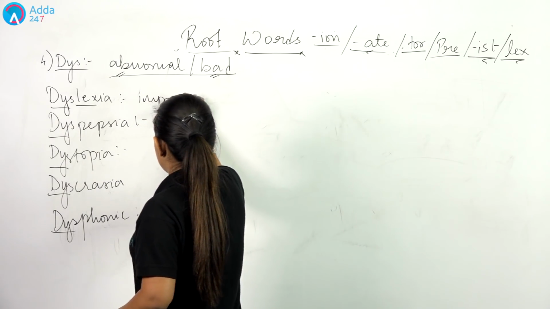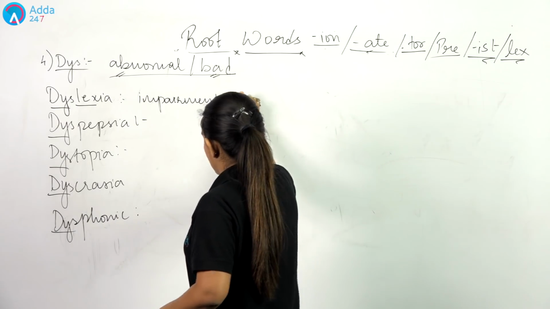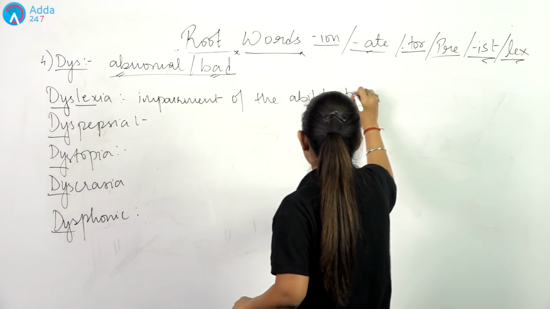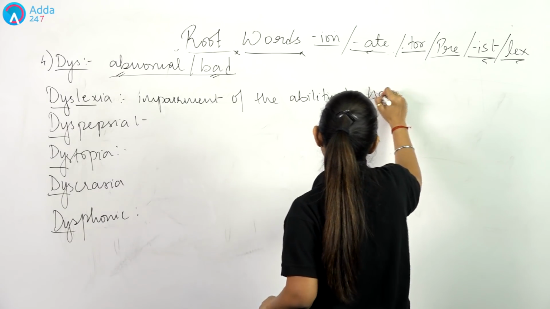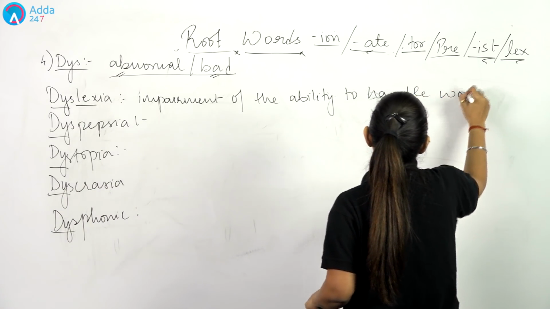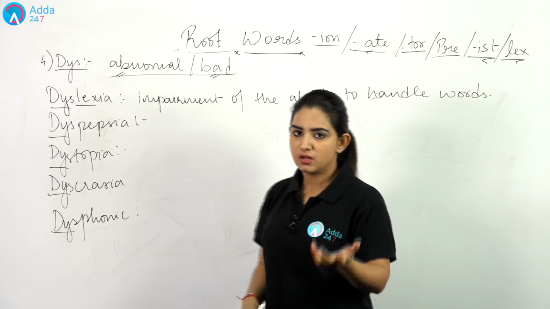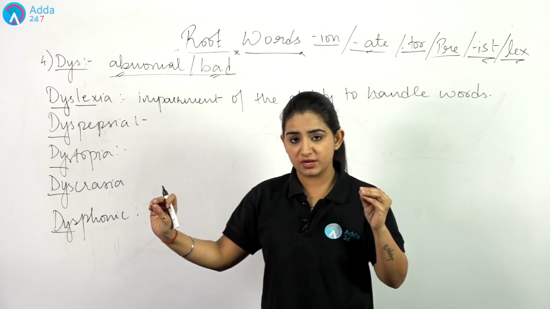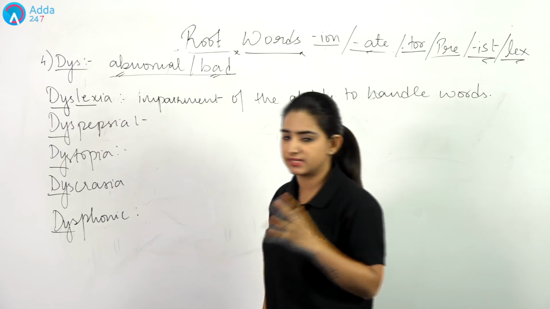It is an impairment of the ability to handle words. How to write them? In what way should it be used? In what way the words need to be arranged to form a sentence? This is what we mean by dyslexia, right?